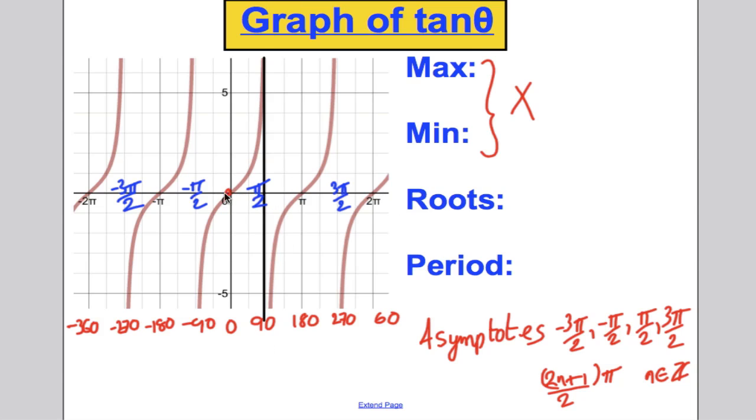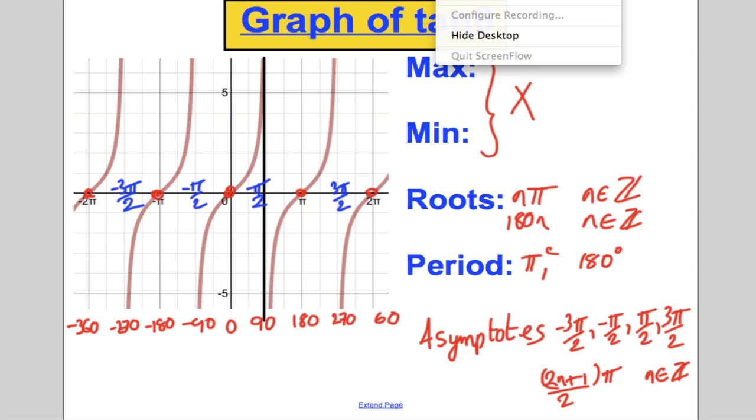The roots, you can see them here. They're the whole number multiples of pi, so they're n pi, where n is an integer, or 180 n, where n is an integer. And the period repeats itself every pi, or 180 degrees. So it has a slightly different period. It's half the period of the other two. You need to know those graphs extremely well in order to be able to do all the questions we're about to do.